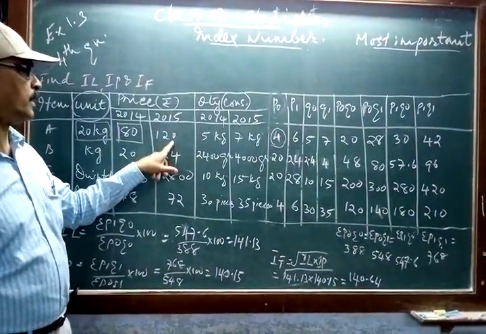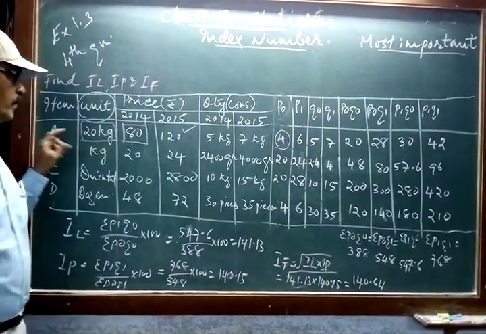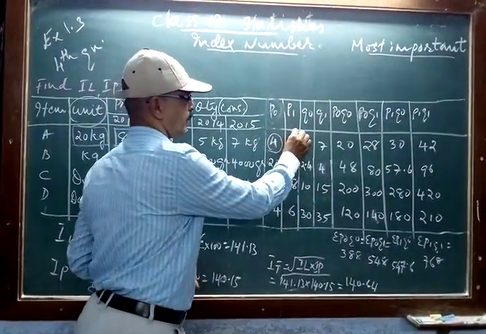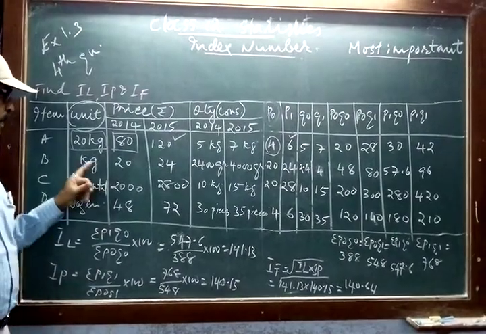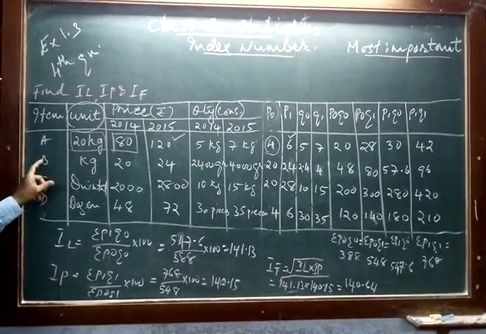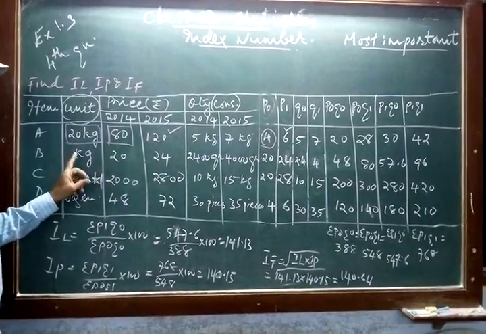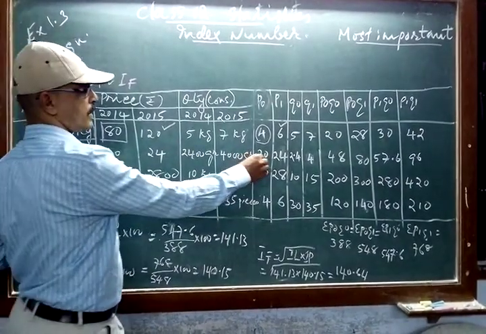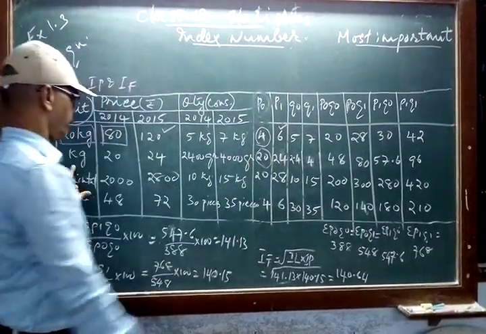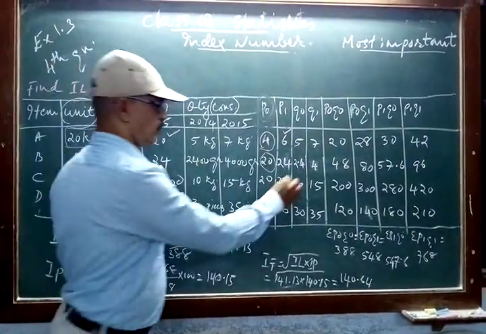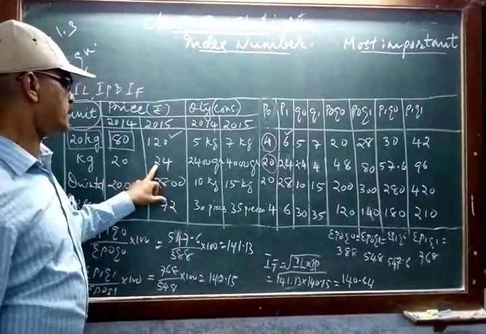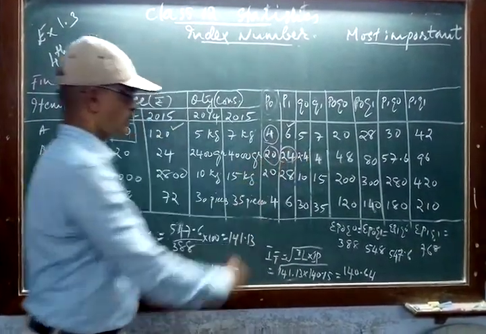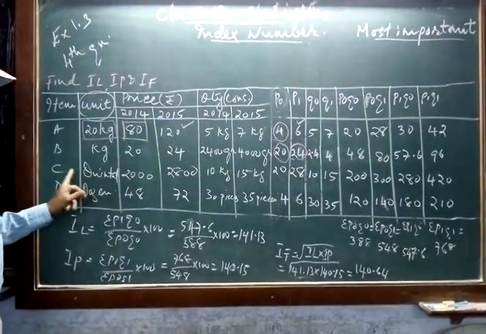Similarly for 2015, the price is 120, and that again is for 20 units. So 120 divided by 20 is 6. So we get P1 as 6 rupees. Take the next case, B, where the unit is kilogram only, so we need not do anything here. Price is 20 per kg, so P0 is 20. For the current year, 24 is the price, and so P1 will be 24.